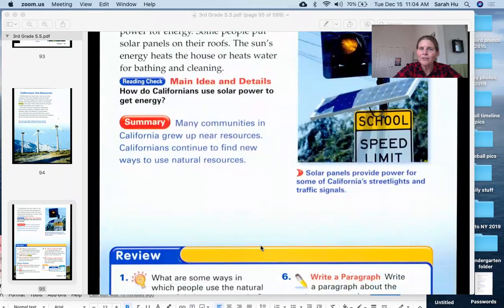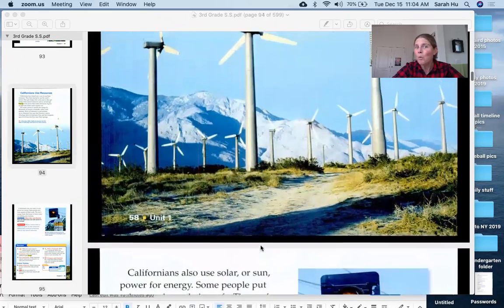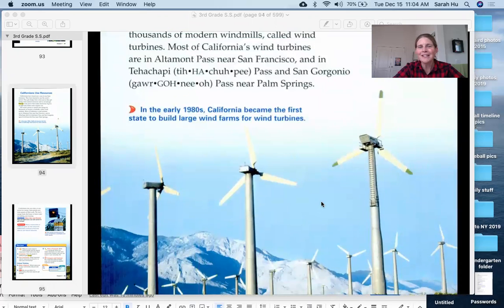All right, third graders, that's it. So today you're going to create your slide. So think about what natural resource you would like to talk about.